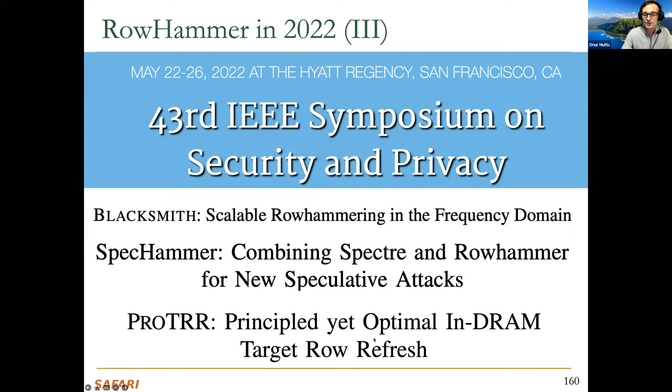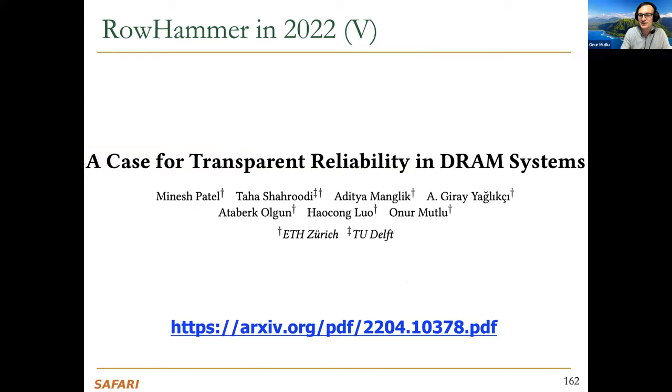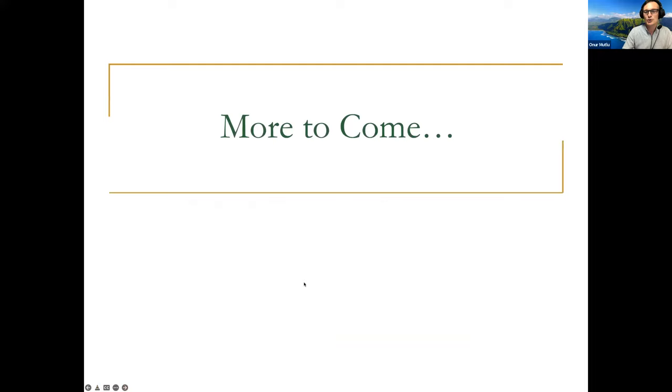These are all interesting papers. And the Reliability Physics Symposium also has RowHammer papers that talk about how to potentially solve the problems. More recently, a few days ago, we released a paper on arXiv where we talk about potential solutions to RowHammer, where DRAM manufacturers can potentially become more transparent through changes to the interface. If you're interested, I would recommend taking a look at it. And I believe there's more to come.